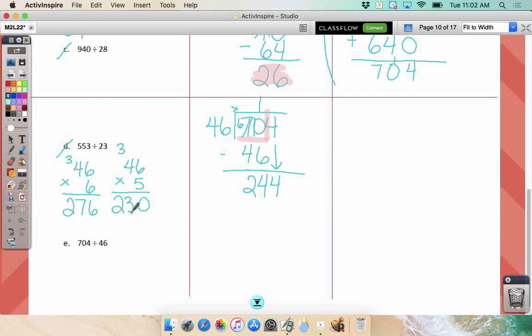Okay, so now I've got 2 important numbers. I've got a 5 and a 230. So which number goes on top? The 5. Above which number? 4. Above the 4. And what do I write down at the bottom below 244? 230.